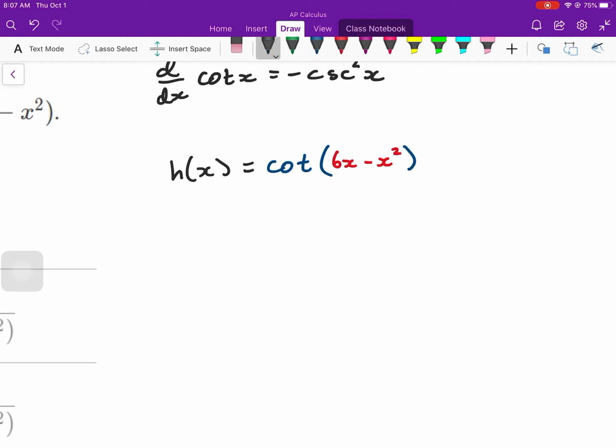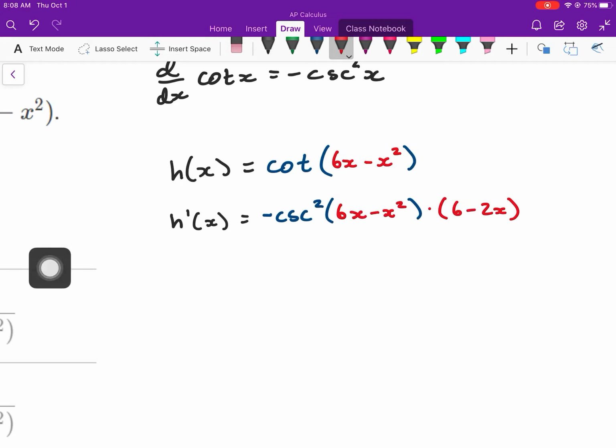So when I take this derivative, I'll get negative cosecant squared. That's the derivative of the outside. Keep the same inside. And then times 6 minus 2x. And then usually this just goes out to the front. We could factor a 2 from that as well. So I'm going to go ahead and do that. So we'll bring that out to the front.